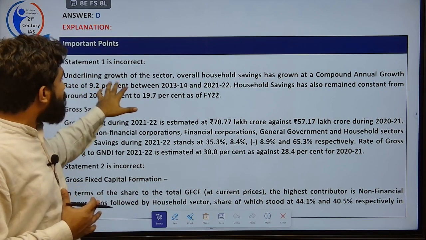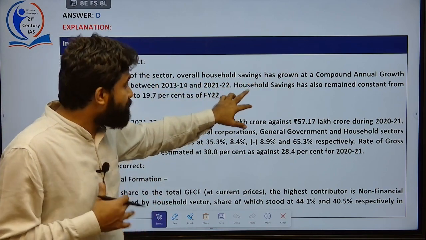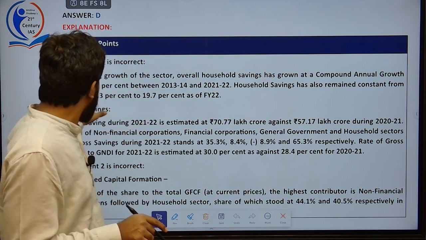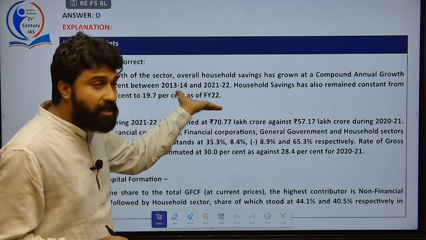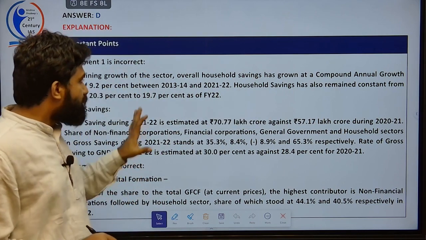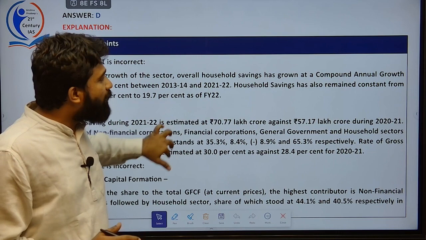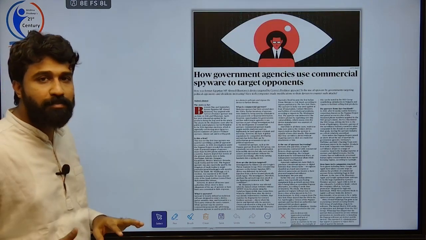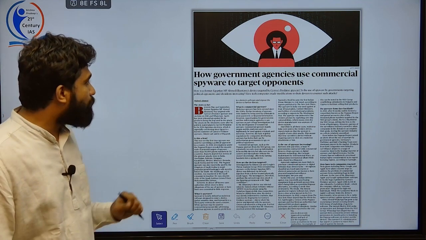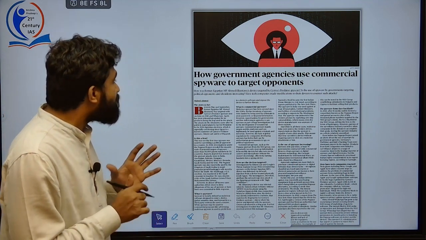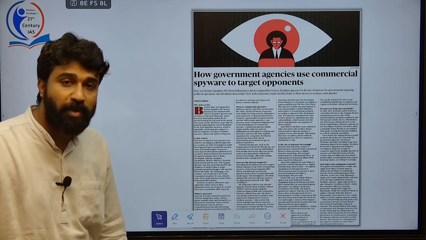And next, underlying growth sector, household savings has grown at a compound annual growth rate of around 9.2% between the 2013-14 financial year and 21-22. So, this is a common trend which you need to remember while addressing any kind of MCQ and also substantiating your mains answers. And coming to the next article, it is talking about how government agencies use commercial spyware to target opponents. This is a real controversial issue, but you need to understand.